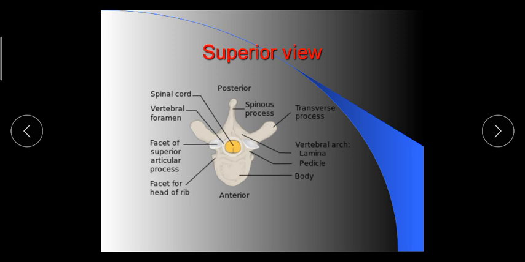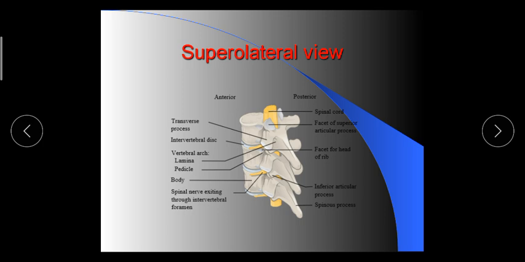Coming to the superior view of the vertebra, you have to remember these 5 important structures: the body of the vertebra, the pedicle, the lamina, the transverse process and the spinous process. The lamina and the pedicle form the vertebral arch. The same structures can be seen in the superolateral view.